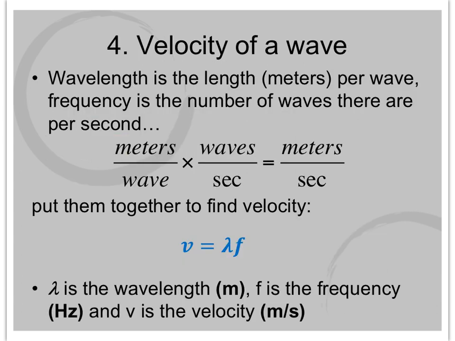So let's introduce our next formula here, which is how we're going to determine the velocity of the wave. If we think about some of the quantities we've already defined, wavelength is the length or the number of meters per wave. And so we see meters per wave there. Frequency is the number of waves per second. And if we multiply them together, just like with unit conversions, the waves part cancels out and we're left with meters per second, which is velocity. And so that leads us to this equation that we have down here. Velocity is just going to be equal to wavelength multiplied by the frequency. So if we have wavelength in meters, frequency in hertz, it will give us the velocity in meters per second.